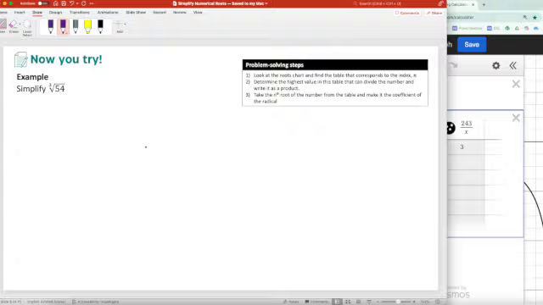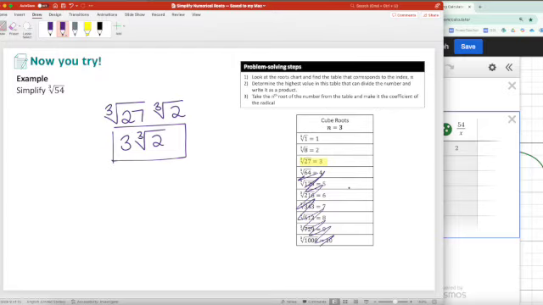So now you can go ahead and pause the video and try doing this example on your own. So what I did here is I went to my cube roots chart, right? Because notice the index of this root is 3. So I want to go to the part of the chart where n is equal to 3. And then I'm going to cross out all the values that are bigger than 54.